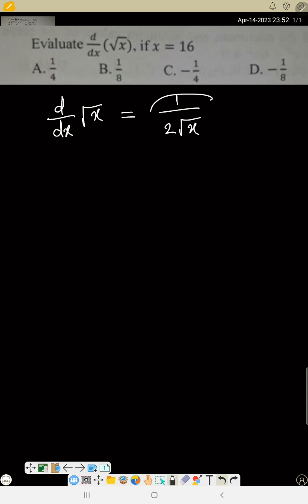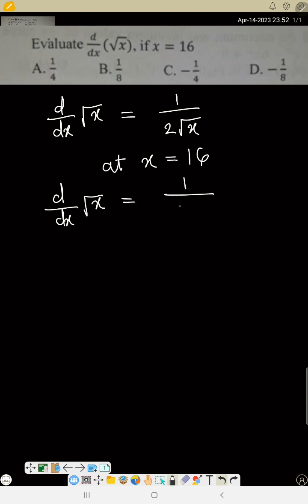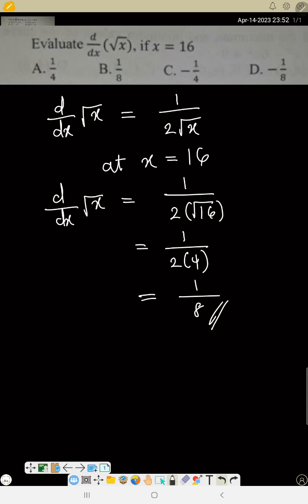So now that we have shown this, the question now says at s is equal to 16. So that means anywhere you see s, put 16. So the derivative of root s is equal to 1 over 2 times root 16. So now what is root 16? That is 4. So 1 over 2 times 4, that means 2 times 4 is 8. So the answer is 1 over 8.